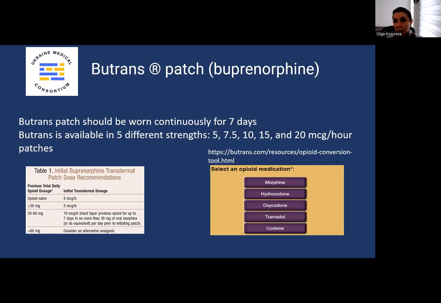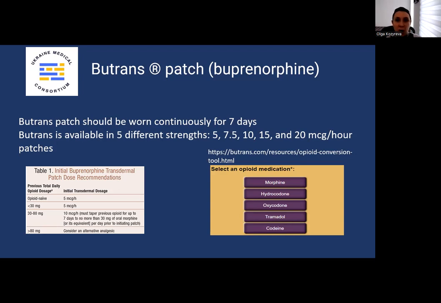Another good formulation is the Butrans patch, or buprenorphine. In the United States, it's more expensive than fentanyl. The patch lasts for 7 days and is available in 5 different strengths: 5, 7.5, 10, 15, and 20 micrograms an hour.